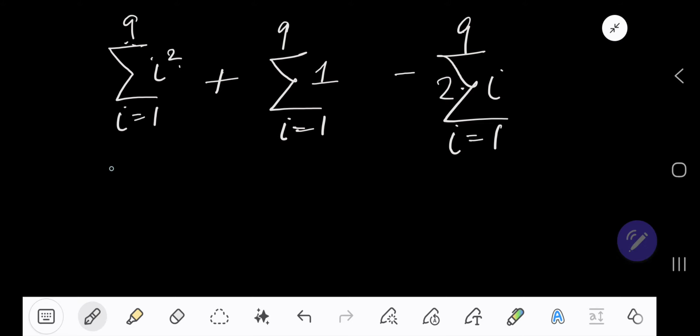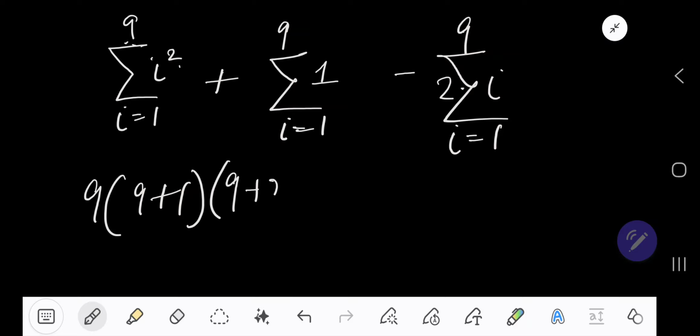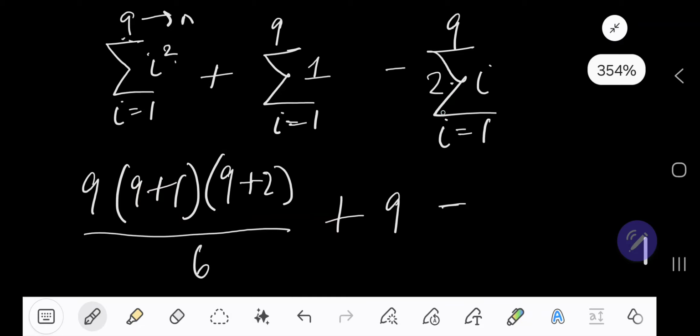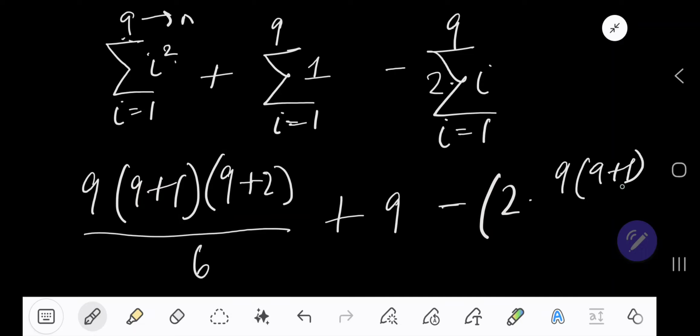Now the formula for i squared again is 9 times (9 plus 1) times (2 times 9 plus 1) over 6, because n is 9 here. Plus, according to the constant value rule, the summation of any constant is just the constant times the upper limit. So 9 times 1 is 9, minus 2 into the summation of i. This is single i, so this will become 2 times 9 times (9 plus 1) divided by 2.